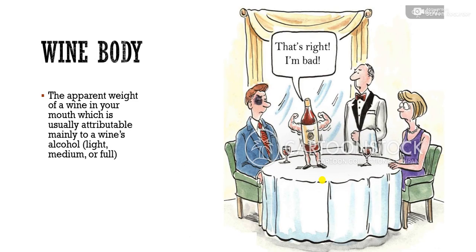The second is wine body. I'm sure a lot of you have come across the word light body wine, medium wine, full body wine. So wine body is just literally a weight of a wine in your mouth. And the weight of the wine depends on the volume of alcohol. If volume of alcohol is higher than 12.5%, this wine is considered as a medium body wine. If a volume of alcohol ranges from 13.5 and above, these wines are considered as a full body wine.